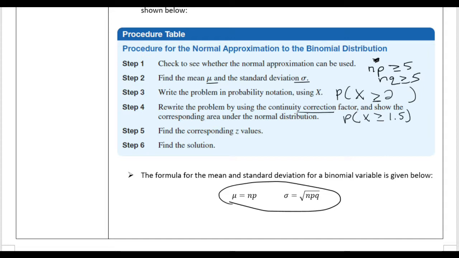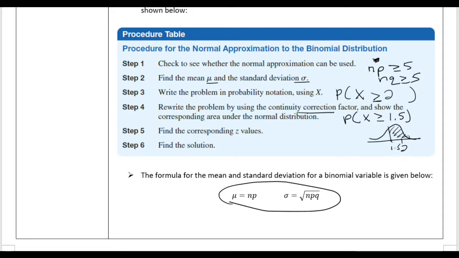Show the corresponding area under the normal distribution. That's when you actually draw it out. And then you want to shade. So this is the 2, and you're going to correct for that. So if 2 is here, then 1.5 will be here. So you can do that and then correct for it and shade to the right.